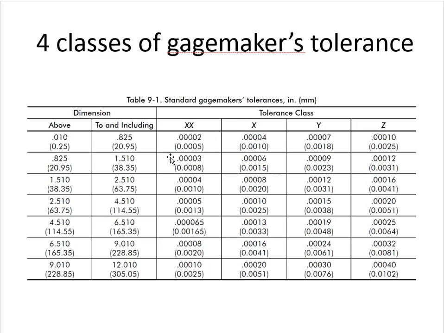Okay, so what we're talking about here is that XX is the tightest tolerance of the classes. Between 10 thousandths up to 825 thousandths, the tolerance zone of an XX is 20 millionths, and then 40 millionths for an X, 70 millionths for a Y, and then 1/10 of a thousandth for Z. So these are your classes of gauge makers' tolerances.